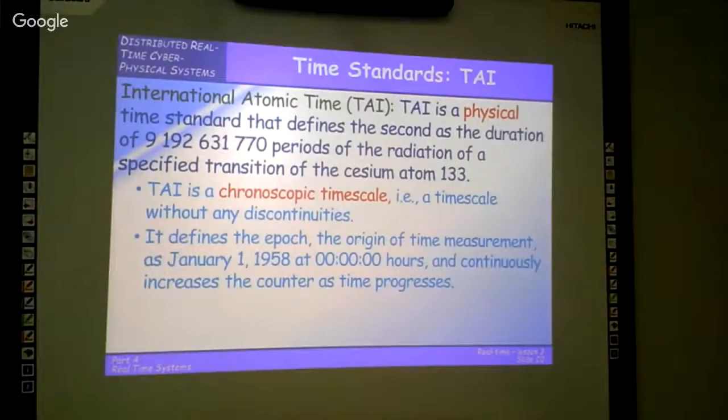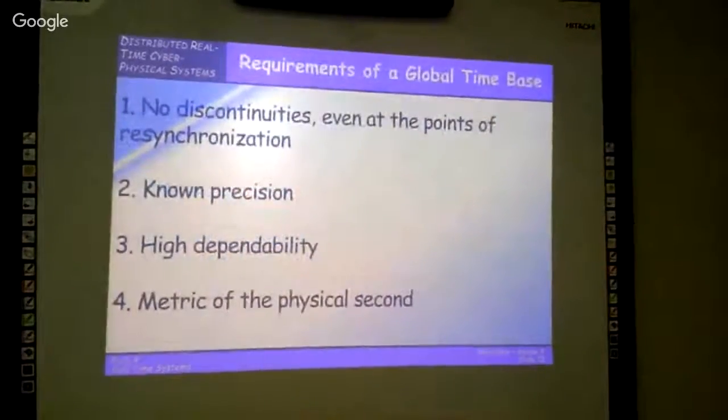TAI is a chronoscopic scale. We don't need to make any leap second kind of stuff. I mean, very straight, continuous, no discontinuities. It defines the epoch origin of time measurement with this standard at January 1st, 1958 at 00:00. It increases as a counter as time progresses, and then it repeats every 10 years or something like that, if I remember correctly, but it's no big deal what the period is by which you start counting again from zero.